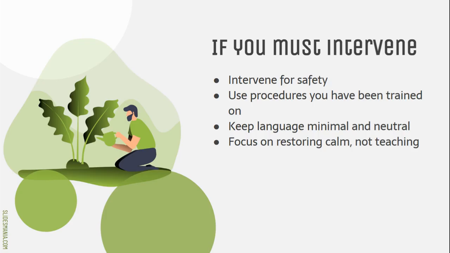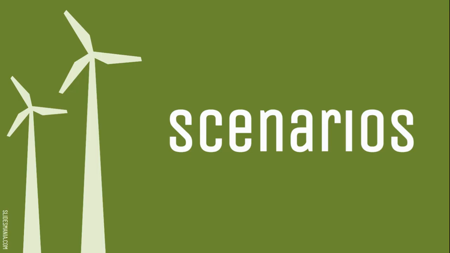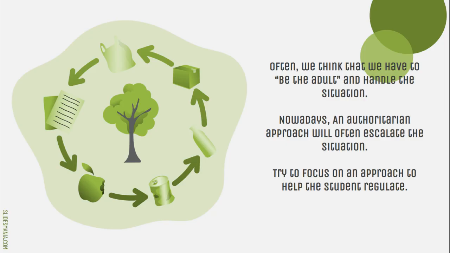We want to get simple, clear messages through to our students when that prefrontal cortex amygdala connection is offline. If you must intervene for safety, use procedures that you have been trained on doing. Keep language minimal and neutral. Focus on restoring calm, not teaching a lesson. Next, I'm going to talk about some scenarios. Often we think that we have to be the adult and handle the situation. Nowadays, an authoritarian approach will often escalate the situation. So we want to focus on an approach to help the student regulate and not escalate.